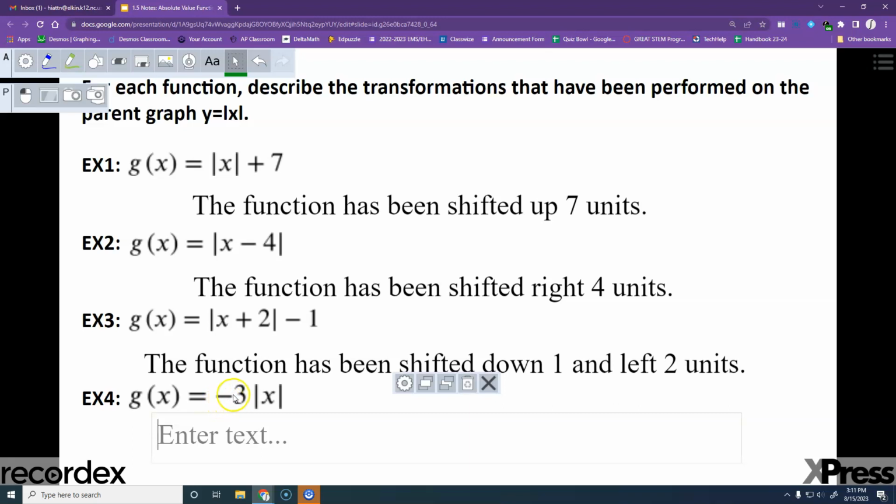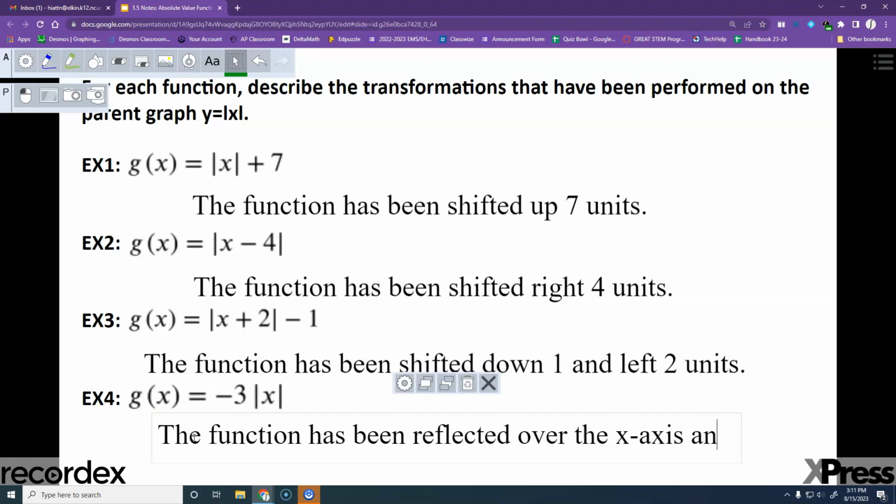This negative right here is going to be treated separately from the 3. So let's talk about the negative first. The function has been, and that negative is going to reflect our graph over the x-axis. So reflected over the x-axis. And it will also be transformed by this 3 right here. And that 3 is multiplied by the absolute value bars. So when we multiply by a number, that is a vertical dilation. It means it's going to stretch it out, expand it, or it's going to compress it.